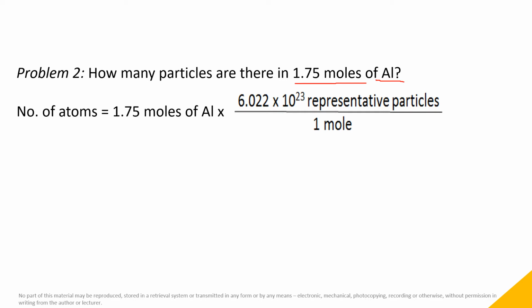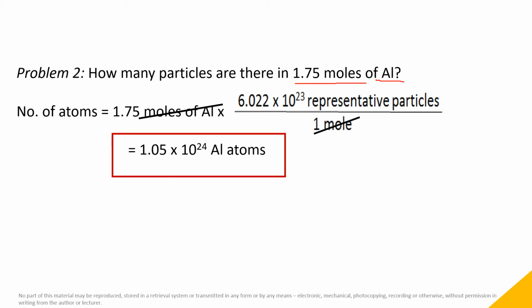We're going to cancel out the same units, which is the mole. So compute 1.75 times 6.022 times 10 raised to the 23rd representative particles. And the answer would be 1.05 times 10 raised to the 24th power aluminum atoms. Okay, now let's move on with the next problem.